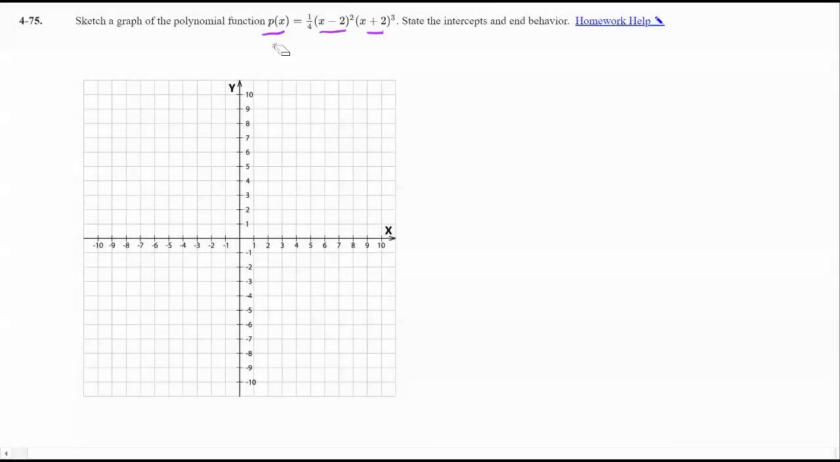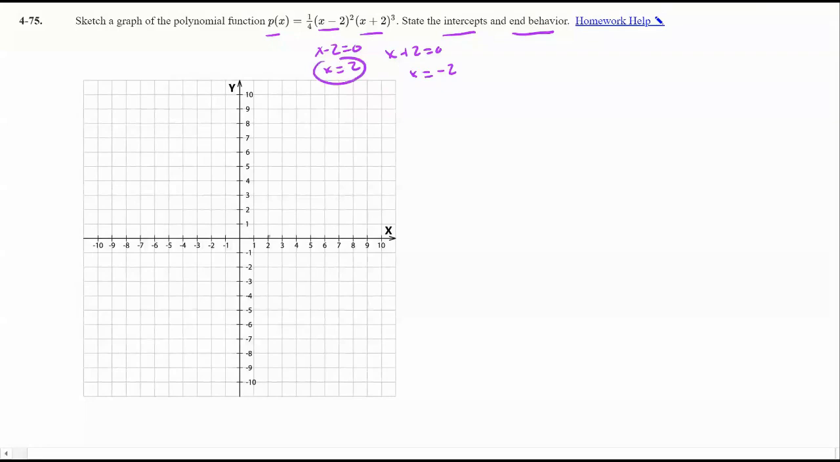Here I'm asked to sketch a graph of the polynomial function p of x, stating the intercepts and end behavior. So I'll start with the x-intercepts because those are usually the easiest. Because this one is x minus 2, I know I have an intercept at x equals positive 2. And since this one is x plus 2, I have an intercept at x equals negative 2.